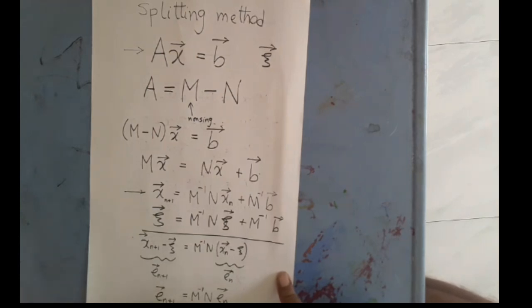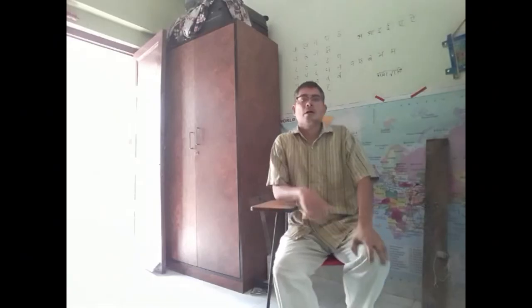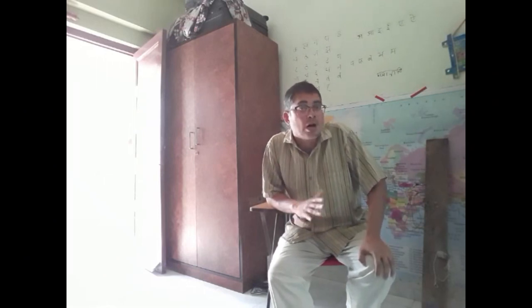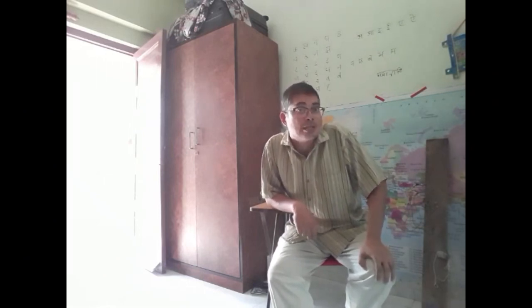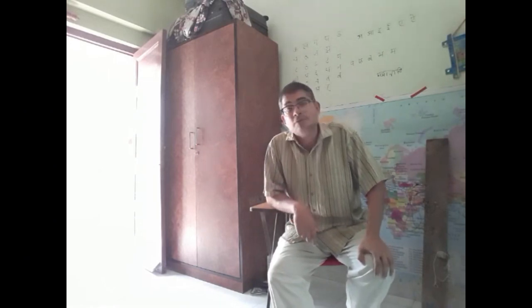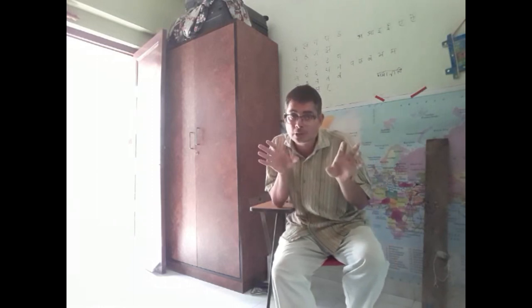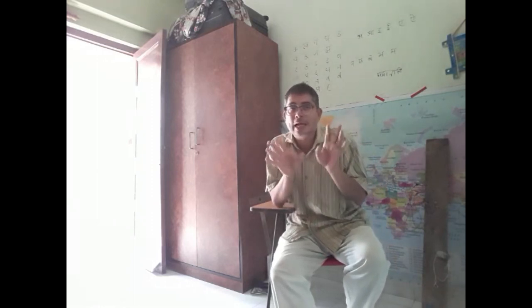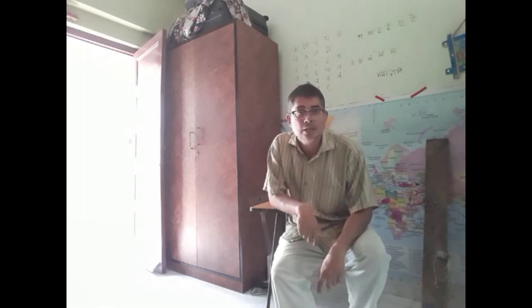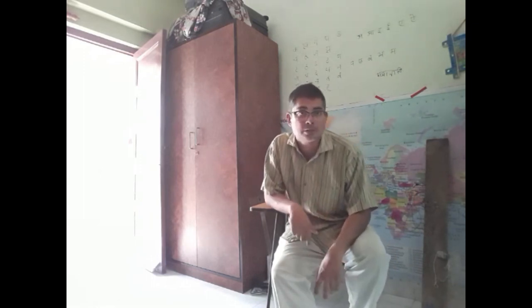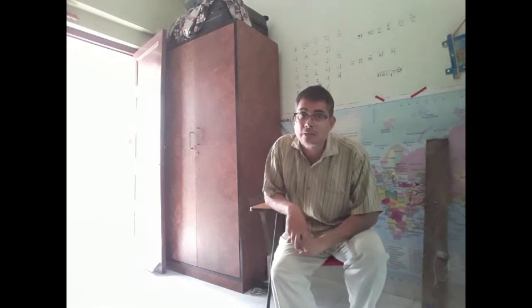Now, what is meant by a matrix being a contraction map? There are various ways of making it precise. We shall see one way. But before that, let me ask you a question. Do you really see why the Gauss-Jacobi and the Gauss-Seidel methods are both special cases of splitting methods? That is, if you choose your M and N suitably, you split your A suitably as M minus N, then you will get the Gauss-Jacobi method. And if you choose your M and N slightly differently, you will get the Gauss-Seidel method.